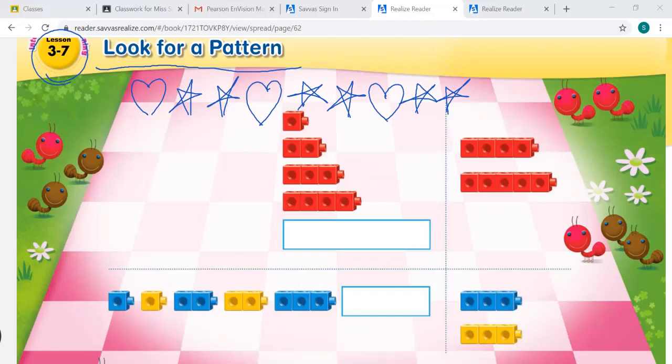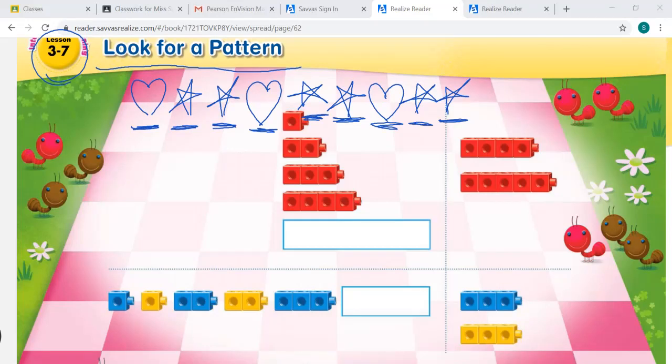What shapes repeat themselves? Can you see what this pattern is? Heart, star, star, heart, star, star, heart, star, star.